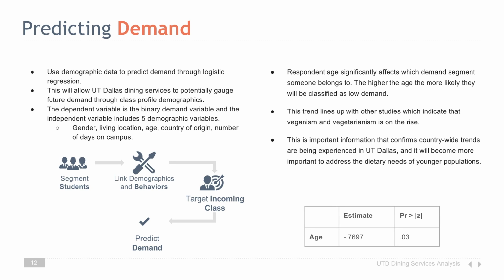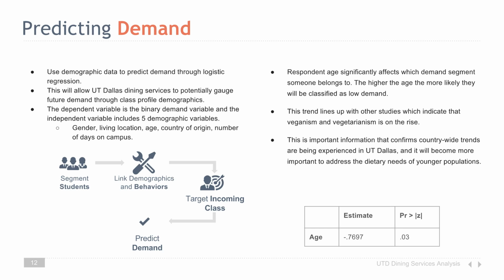So finally, we want to be able to predict the demand for future students, and the way we did that is through tying in demographics with their ability to predict if they will represent high demand or low demand customers. The one significant variable out of gender, living location, age, country of origin, and other factors that impacted this was age. So in effect, the higher the age, the more likely they will be classified as low demand, and vice versa. If they're lower in age, the more likely they represent high demand.